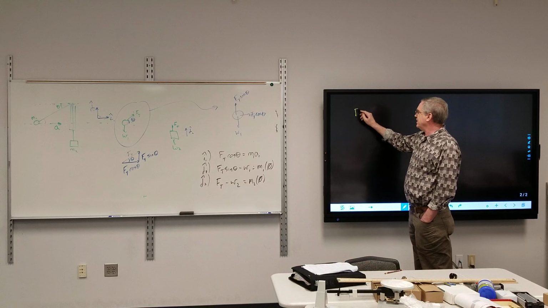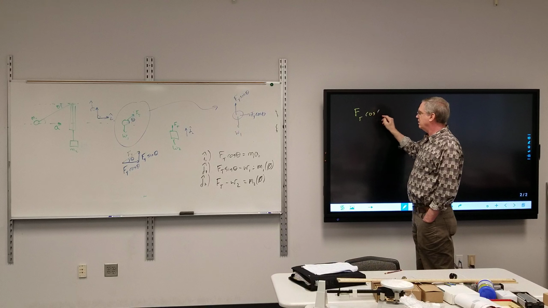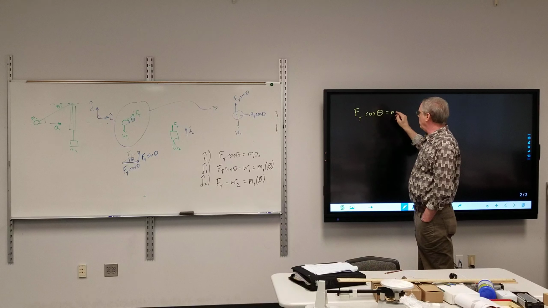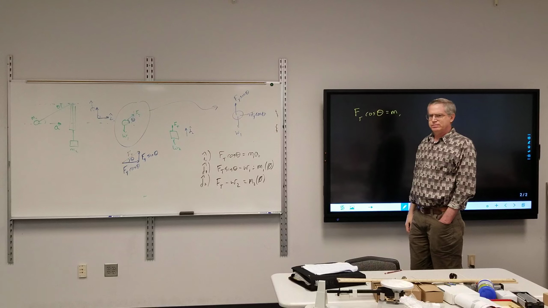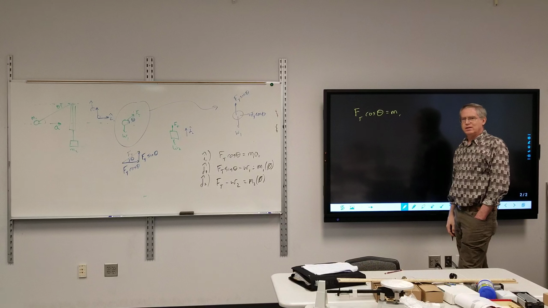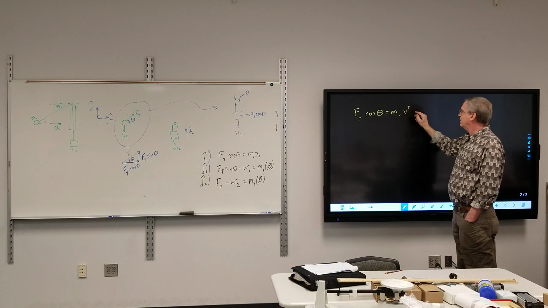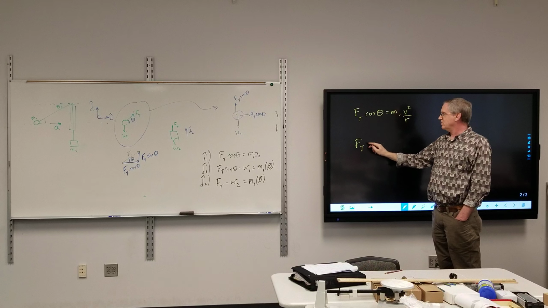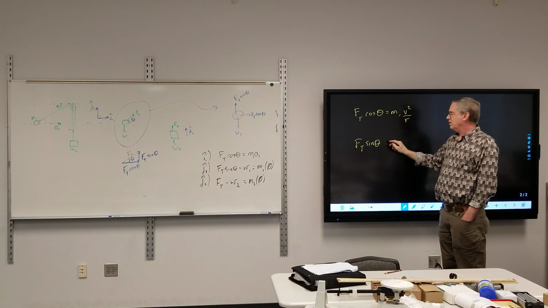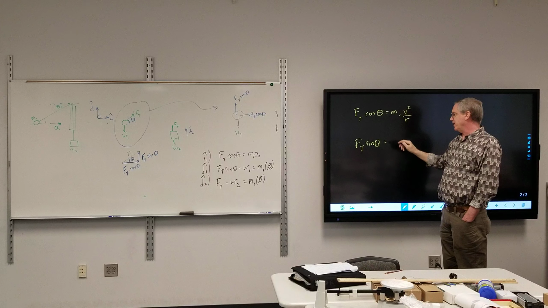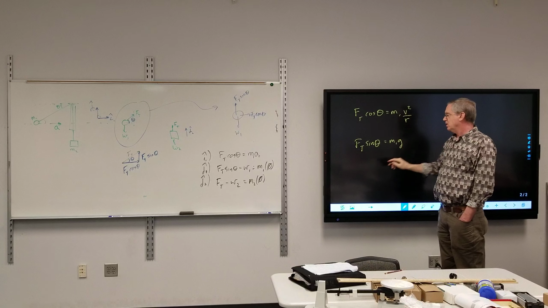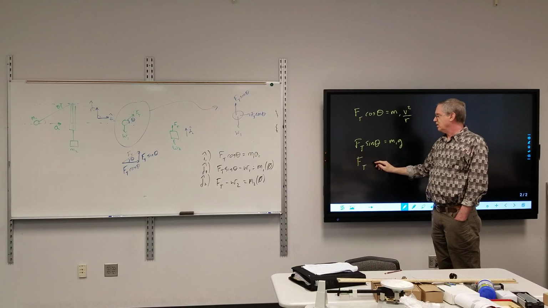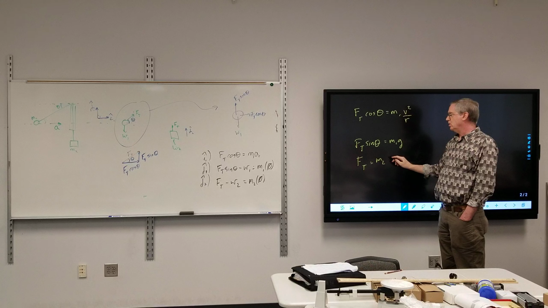So I have Ft cosine theta equals M1, and then which equation should we use? V squared over R. Okay, and then we have tension sine theta, and I'm going to go ahead and bring the weight over to the right-hand side, equals M1G, and then tension equals M2G.